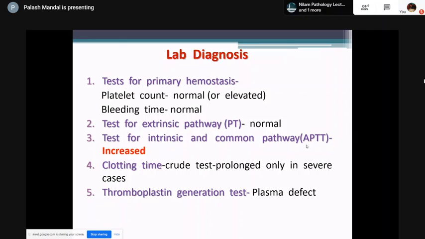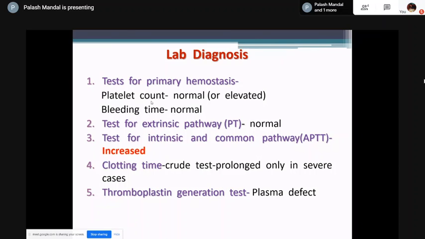You start with the history first, and very important. Second, you come to the physical examination, superficial bleed or a joint bleed. Then you come to lab investigation proper. We do the platelet count. In here, the platelet count is usually normal because it is not a thrombocytopenia. It is due to some coagulation factor deficiency.